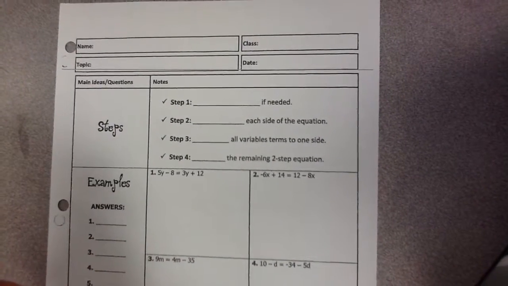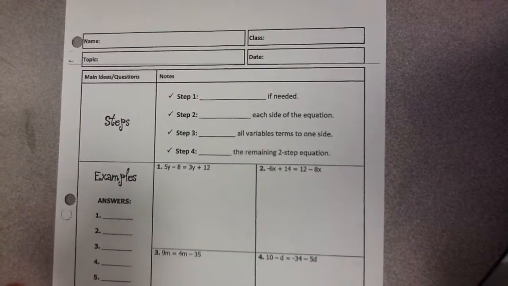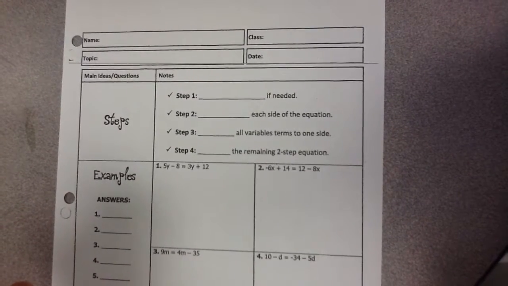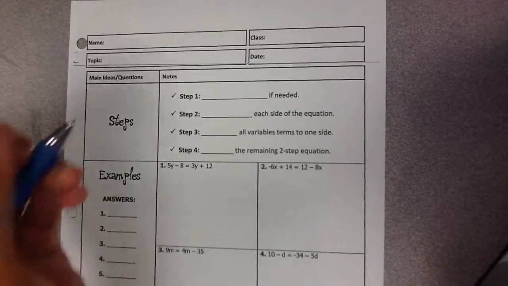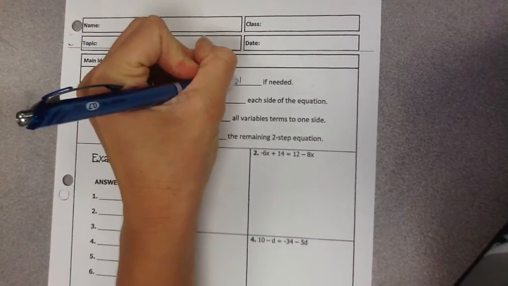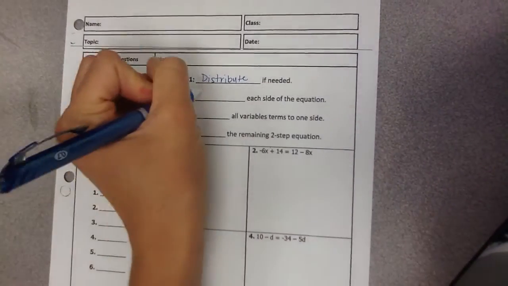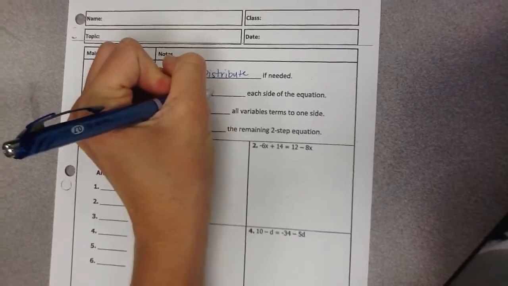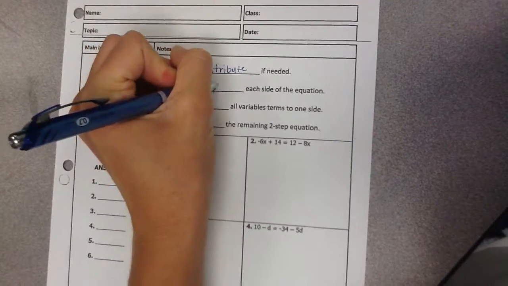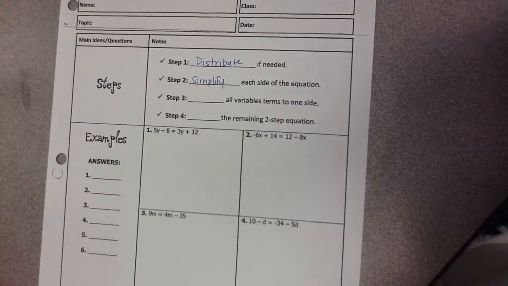Today you're going to learn about how to solve an equation with variables on both sides. So if you'll follow along on your guided notes page and fill this in as I do. Step 1 is going to be distribute as needed. We'll talk about that more in a minute. Step 2 is going to be simplify each side of the equation. And you do that by combining like terms.